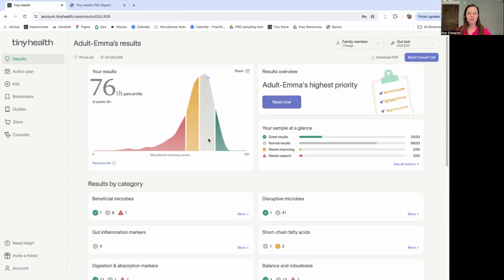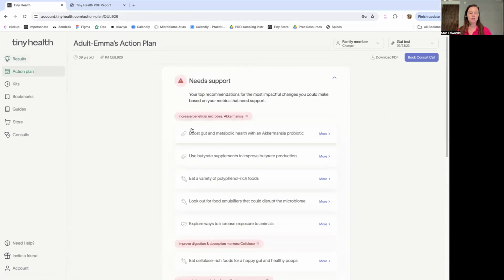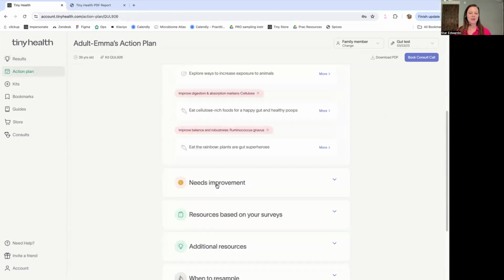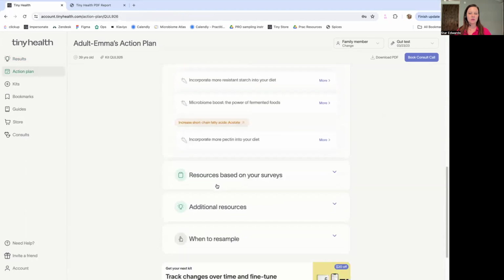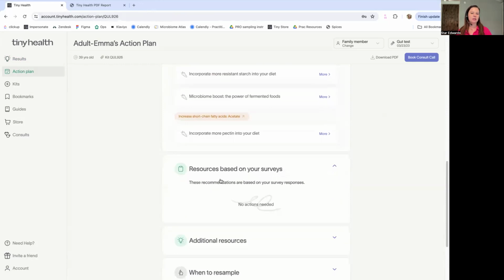Now, if we go over to the action plan, all the actions that we saw, or all the recommendations we saw when we clicked into each one of those markers, will also show up here. So if it was flagged as red as needing support, it will show up in this category. If it was shown up as needing improvement, it will be here in this category. And then anything that was listed in the survey, like they were concerned about eczema or constipation or GI issues, then we will pull in specific recommendations for those items into this section.